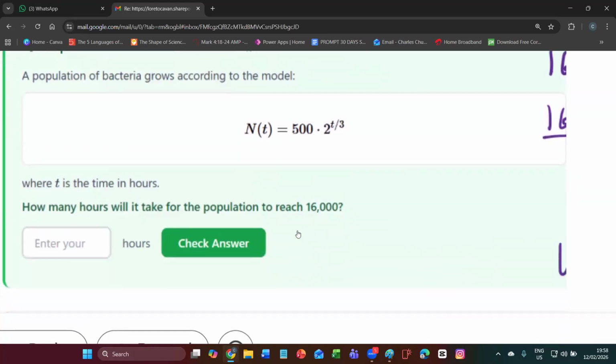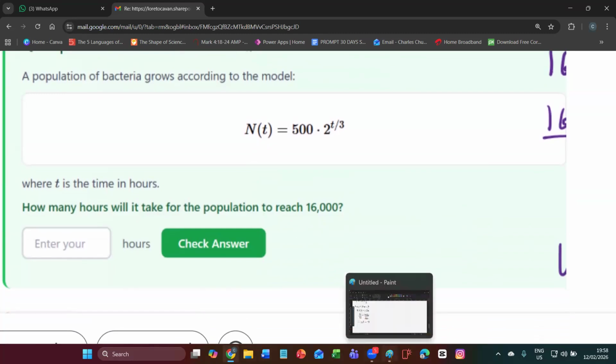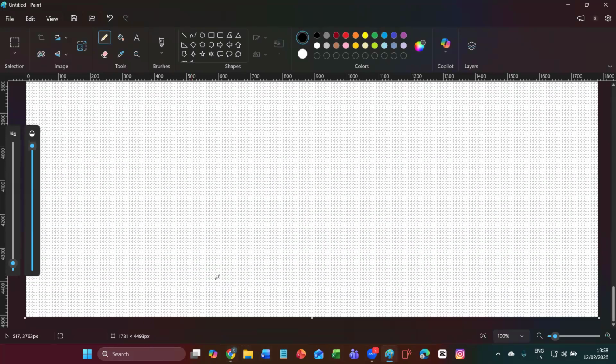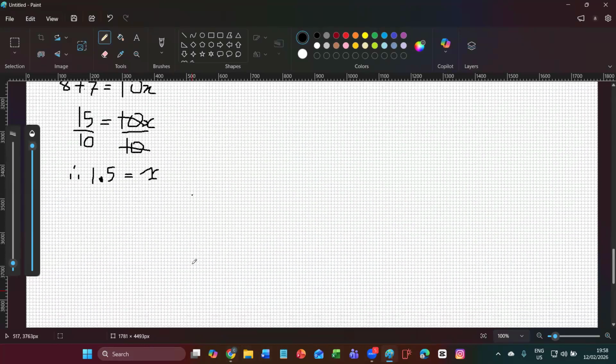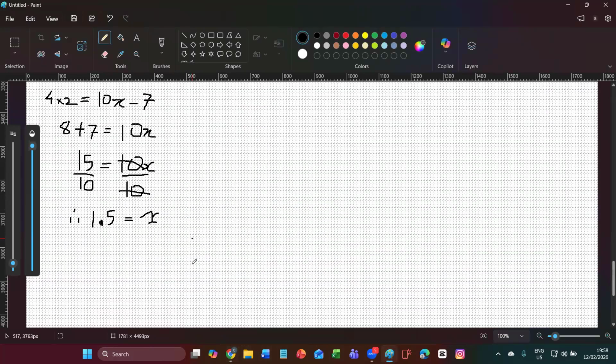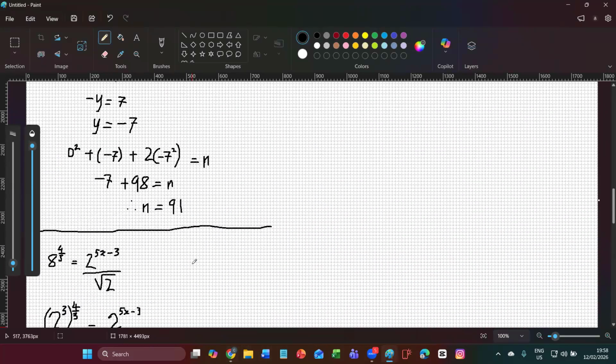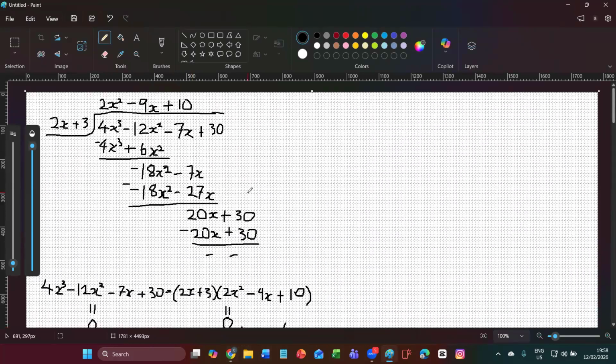Bacteria population grows according to that model. So if you have space here, or I should go up. I think I should go up, if this guy looks like he's going with this heavy duty.